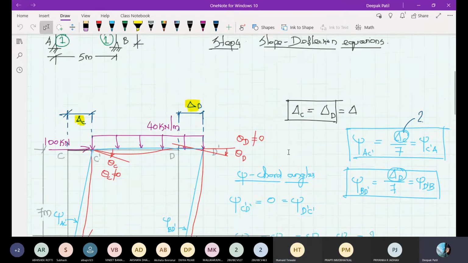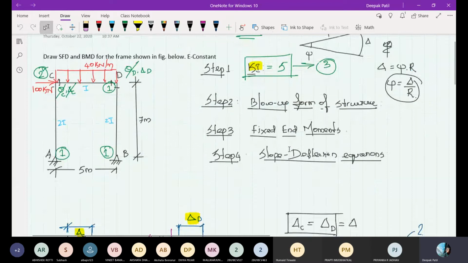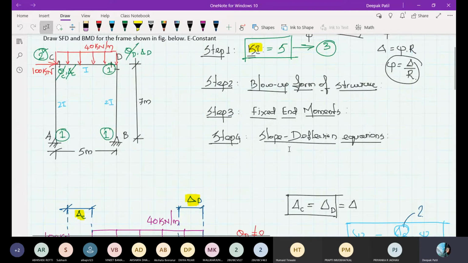So let us move further and start with step three, that is fixed end moments. You can easily see that since spans AC and BD are not having any load, the fixed end moment for AC or CA or BD or DB will be 0.